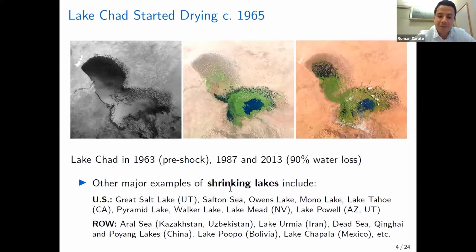And this is a major issue right now because there are major examples of shrinking lakes in the world that include both developed and developing countries. So in the US, you can find several examples such as the Great Salt Lake, Lake Tahoe, Lake Mead in Nevada, and in the rest of the world as well. For example, there's Lake Poopó in Bolivia, Lake Chapala in Mexico, the Dead Sea, etc.